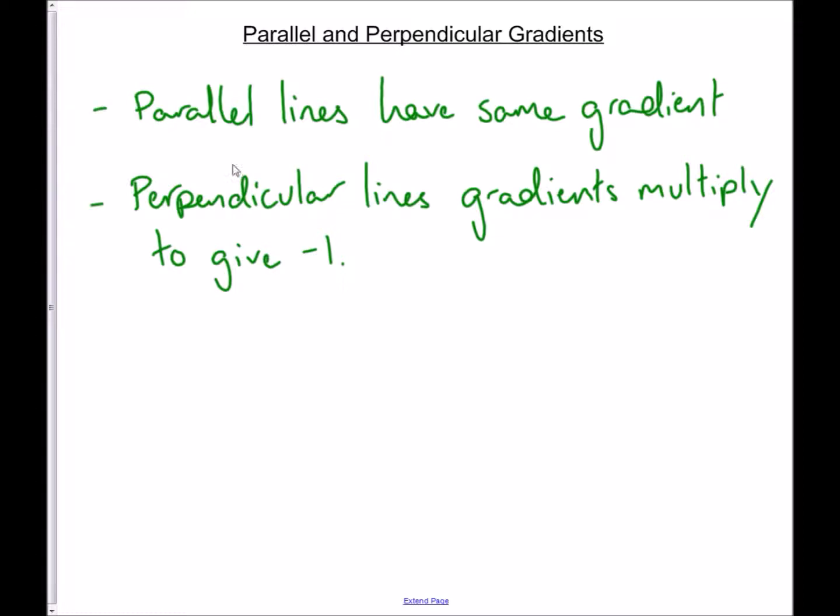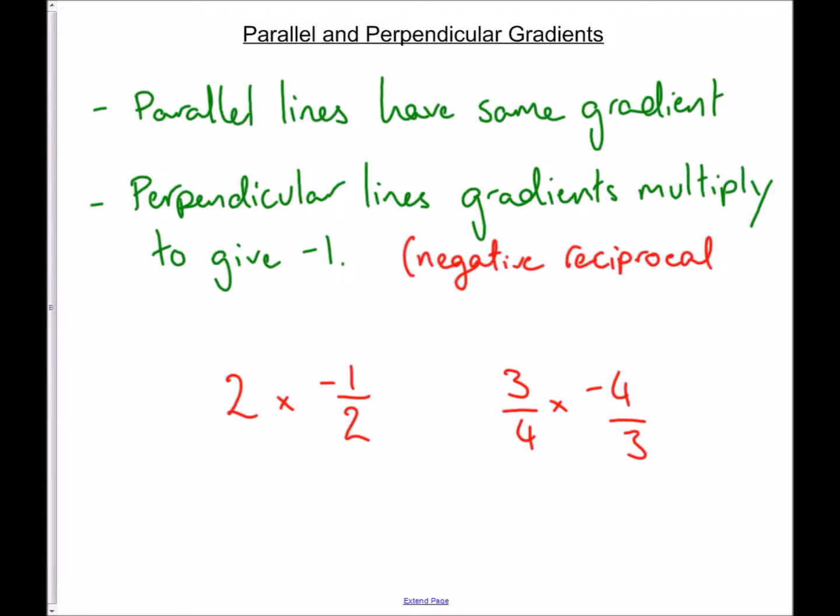Another way to think about that is, say I had a gradient of 2, what gradient would I need to multiply that by to get -1? Well, I would have to multiply that by -1/2. If I had a gradient of 3/4, then I would have to multiply that by a gradient of -4/3. So what we're doing is multiplying by the negative reciprocal. So in common speak, that means flip the fraction or do 1 over it if it's an integer, and then change the sign. So if it was positive, it becomes negative. If it was negative, it becomes positive.